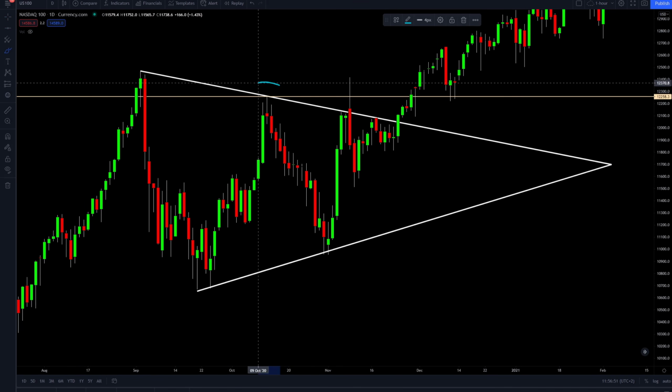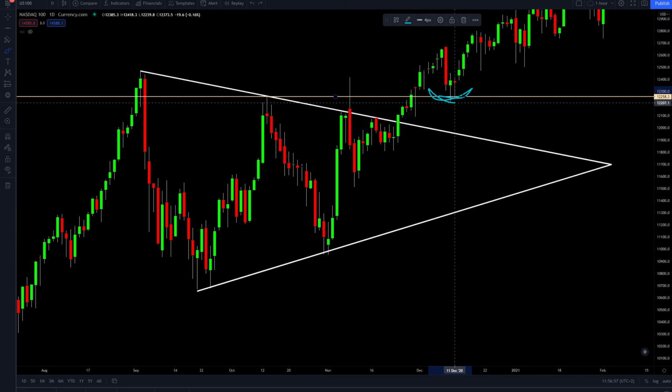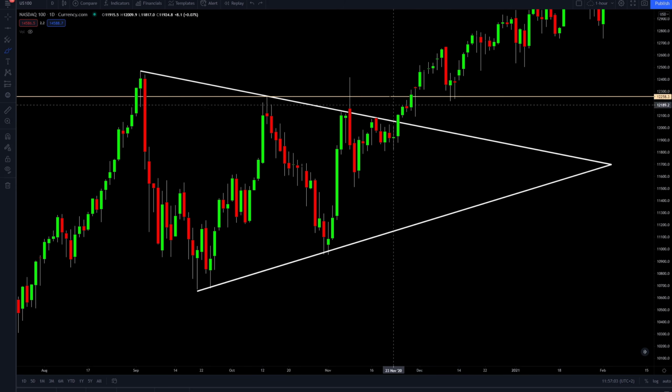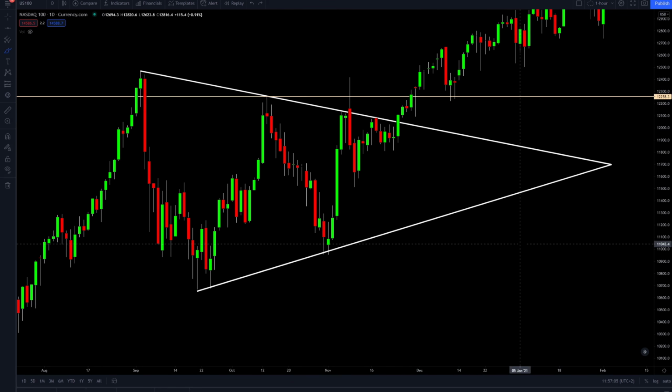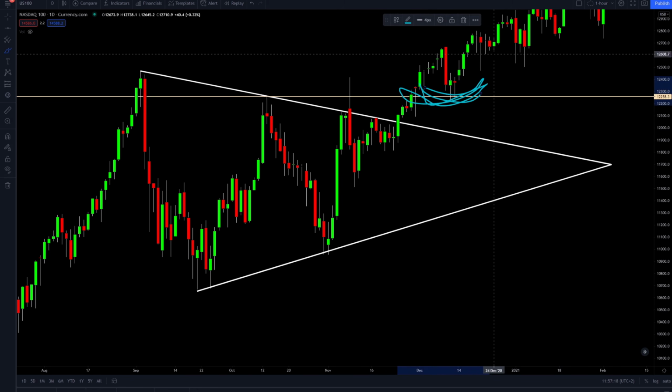You can see that we did actually find support on this previous high. So we had a high here and we flipped this high to become support. So that is also another way to enter. You wait for the first pullback. You wait for buyers to step up at previous resistance levels that have a possibility to then flip and become support.